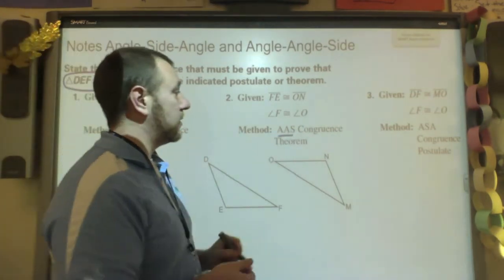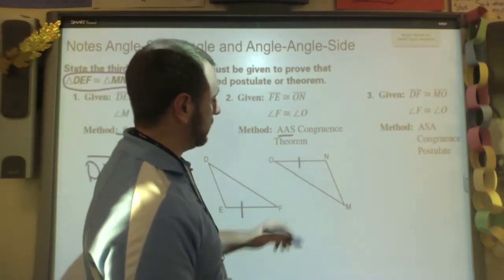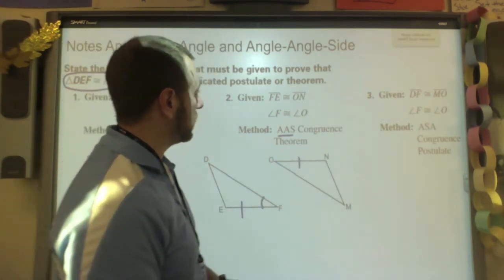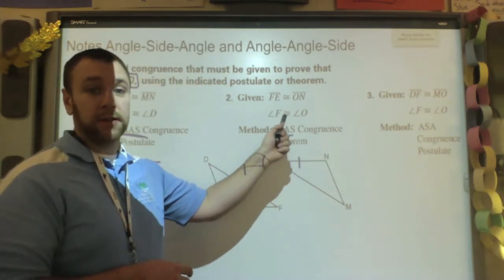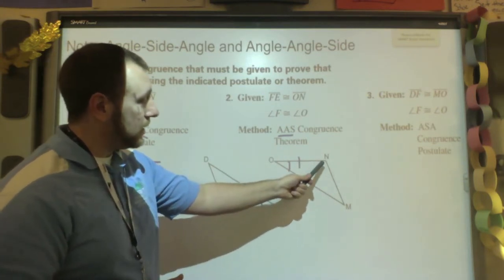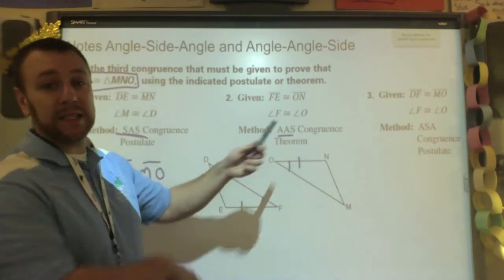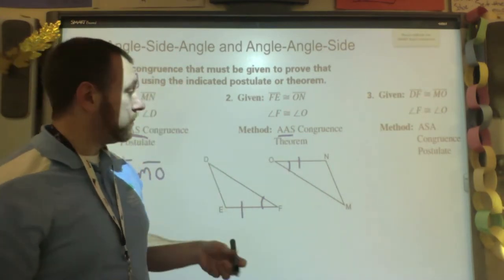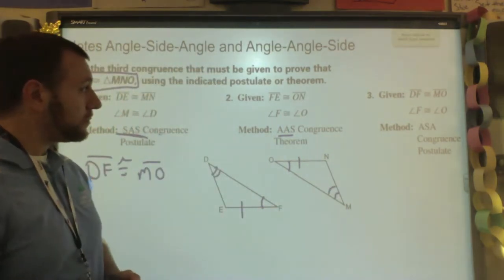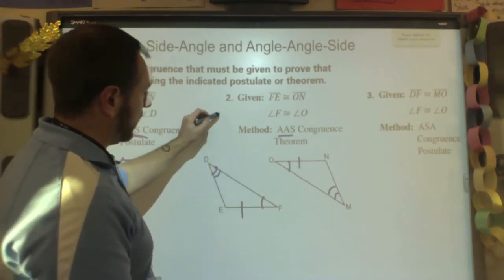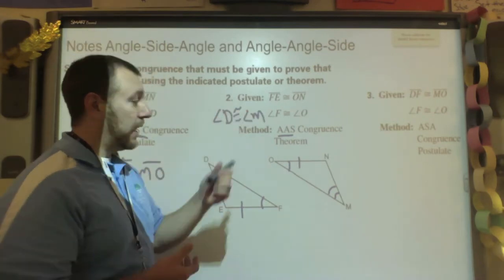Now they want to use angle, angle, side. So they give me FE is congruent to ON, and angle F is congruent to angle O. Now I need another angle. So now do I want this angle, N, or do I want angle M? Well, this side is outside the 2 angles. It's not in between. So I don't want angle N, I want angle M, and I want angle D. So to answer this question, I would say I would need angle D congruent to angle M for angle, angle, side.